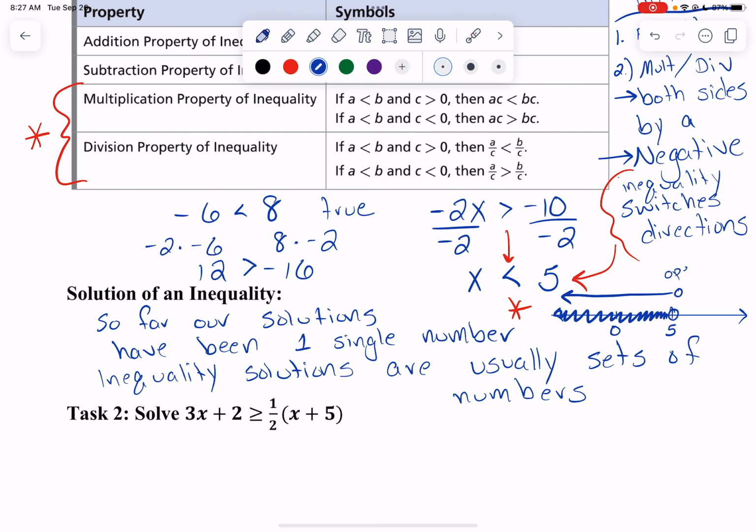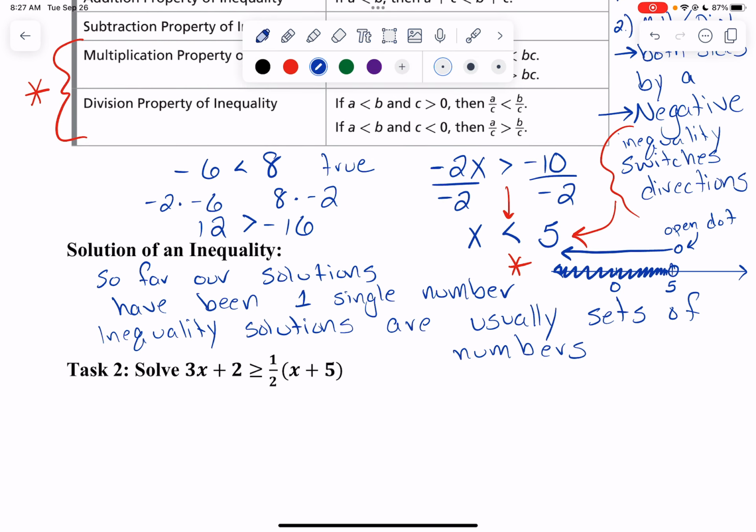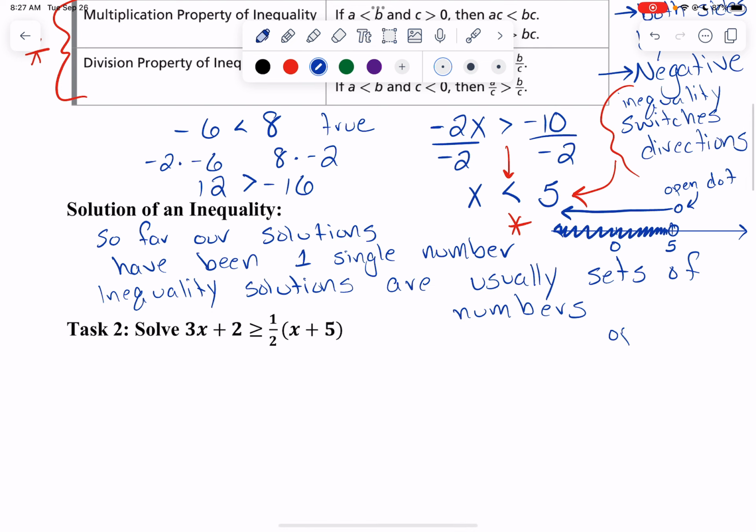I used an open dot. We use an open dot if it's not equal to, because this inequality symbol was not equal to, meaning I can't actually use 5. 5 won't actually work in here, but anything less than 5 will. Okay. So if we have an equal to sign, like in this next task 2, we have a greater than or equal to sign, we would use what's called a closed dot, where we actually fill that dot in. Okay. So you only use the closed dots when it's equal to. Okay. So we use open dot.